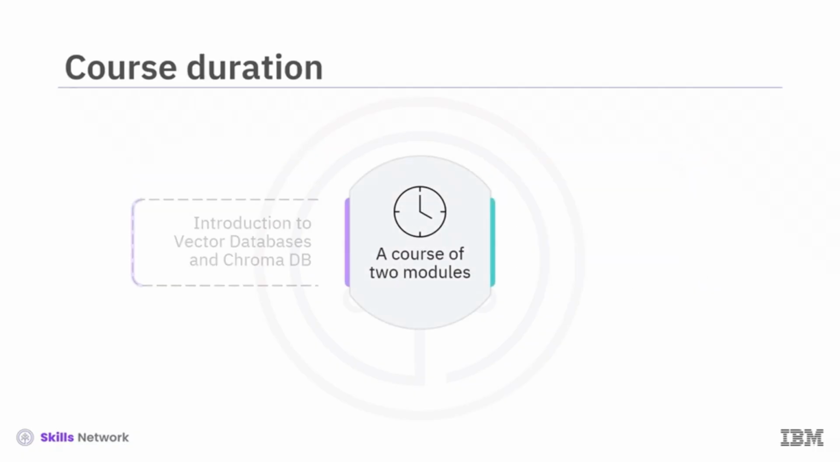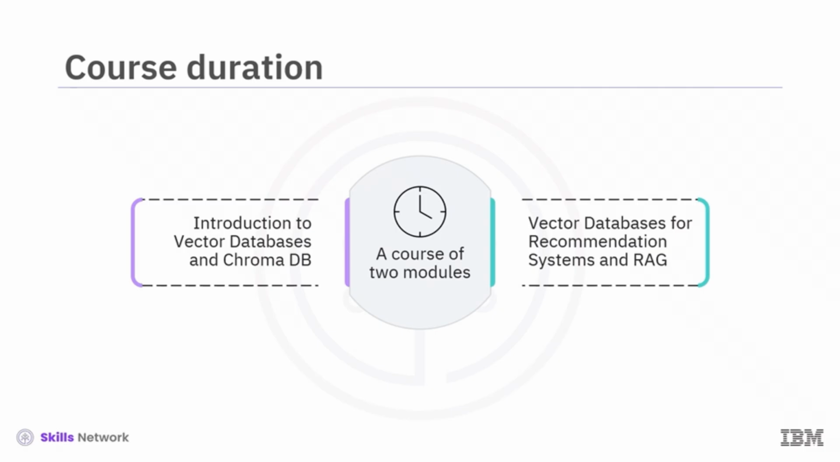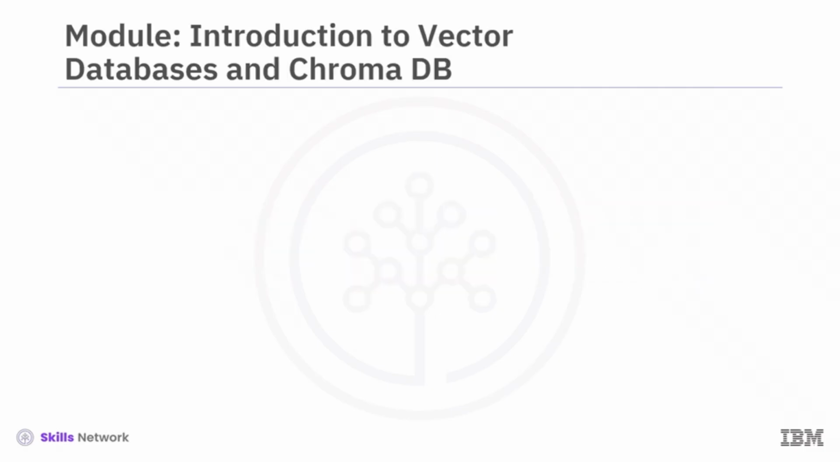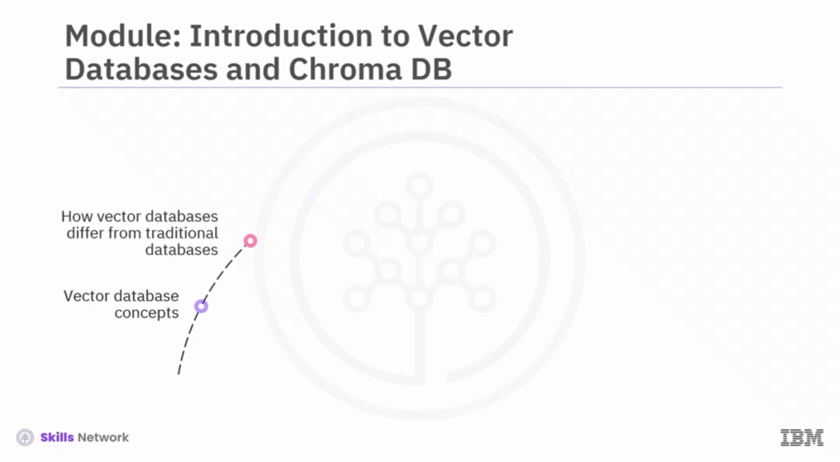This course has 2 modules. We encourage you to set aside time to complete all the modules. The first module is Introduction to Vector Databases in ChromaDB. In this module, you will be introduced to the concept of vector databases, and you will learn how vector databases serve as the foundation of recommendation systems and how they differ from traditional databases in storing and managing vector data. This module examines different types of vector databases and their applications, particularly focusing on ChromaDB.